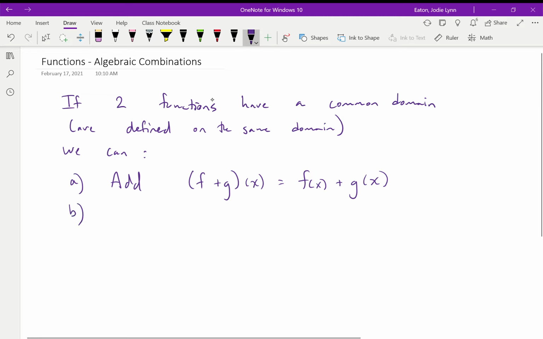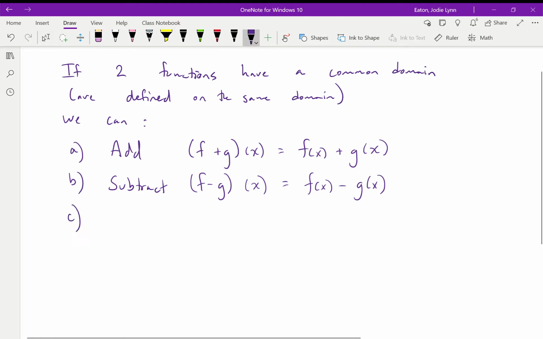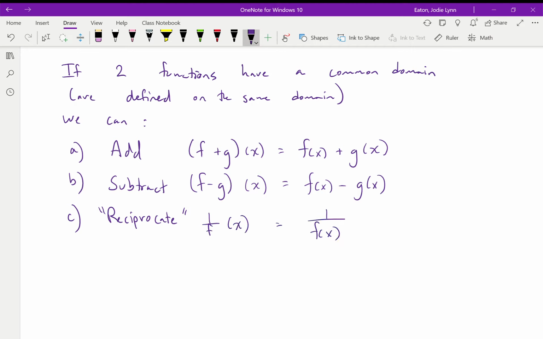We can subtract them. So we're going to define f minus g, the function f minus g, as being f of x minus g of x. We can, quote, reciprocate them. That is not a real word, but we are going to use it anyway. Reciprocate. So we can do 1 over f of x. So find the reciprocal function.